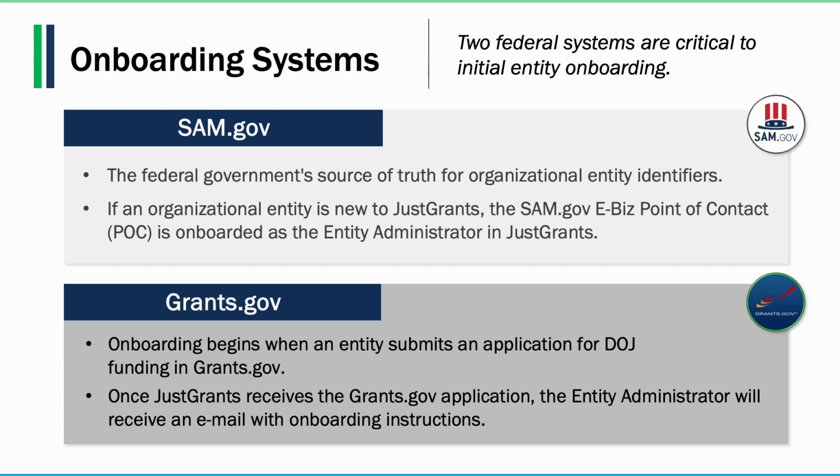For individual entities, initial entity onboarding bypasses SAM.gov and relies solely upon information provided in the grants.gov application. Individuals must use one alphanumeric identifier, usually the EIN or TIN, consistently in JustGrants.